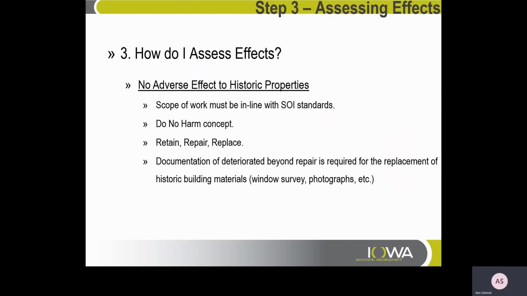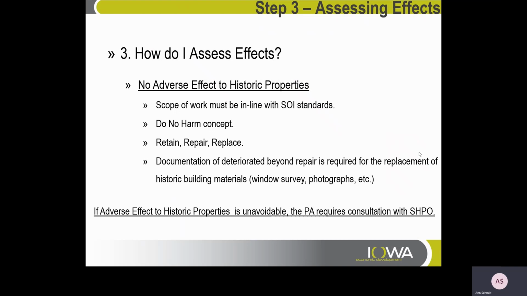So that documentation that it's deteriorated beyond repair would be a window survey, photographs, a historic record that shows that the resource or the material cannot be retained and repaired and must be replaced. If an adverse effect to historic properties is unavoidable, the programmatic agreement requires consultation with the State Historic Preservation Office.